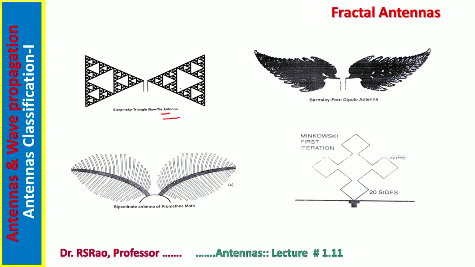By just watching, one can find certain kinds of iterations. Here is shown the Barnsley fern dipole antenna, just like two leaves. In C is shown another antenna, a fractal antenna, by Prometheus. Last one, D, shows the Minkowski first iteration. Some kind of repetition, iteration is there. Self-similarity is there to notice.